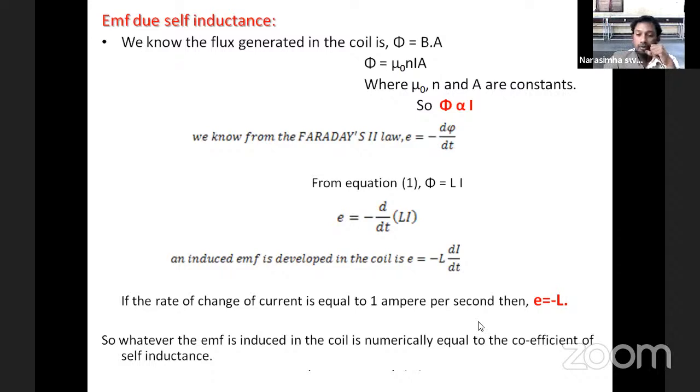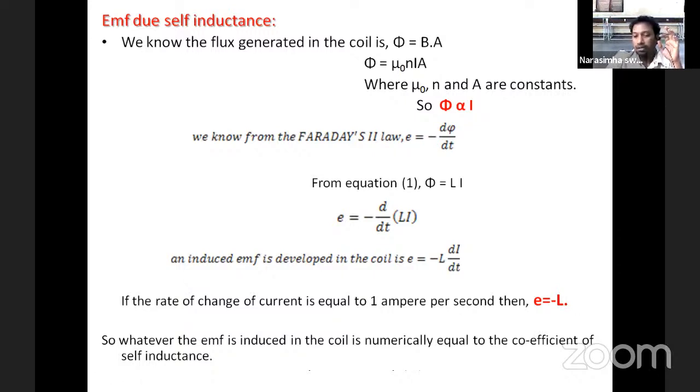So that depends on the amount of current which is supplied, so the induced EMF also changes. Whatever EMF is induced in the coil is numerically equal to the coefficient of self-inductance. See here, the negative sign indicates it is always opposite. Induced EMF is always opposite to the cause. So this is the expression for the EMF produced in self-inductance.